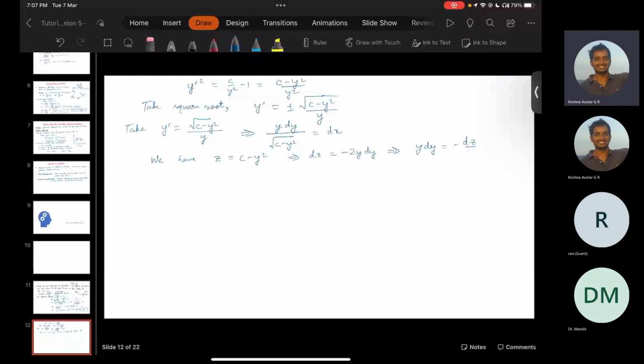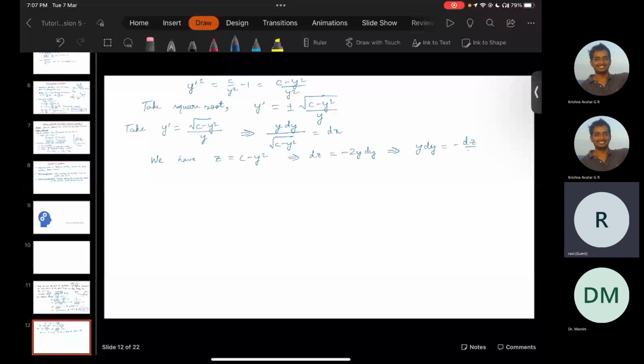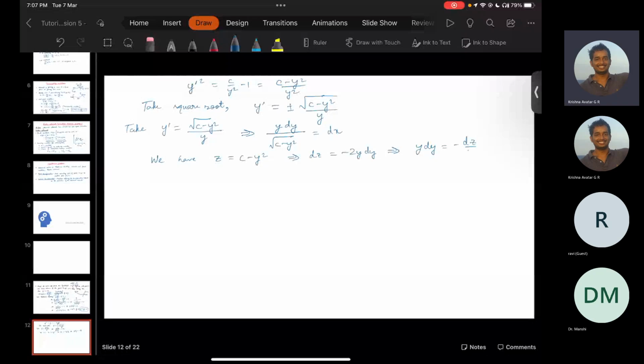Essentially, z is still a variable. So we are just trying to reduce the complexity of this integral. This is not solvable in the current form right now, or even if it is, I think that will be much more complex. So it's better to go with substitution of variables. So I took z is equal to c minus y squared, and then we have this form such that we are able to express our y dy in terms of dz.